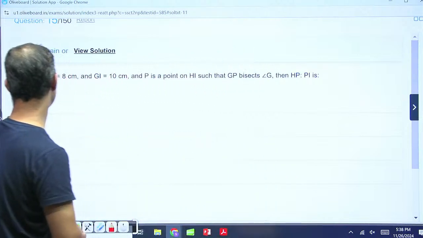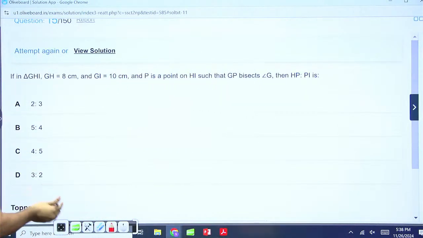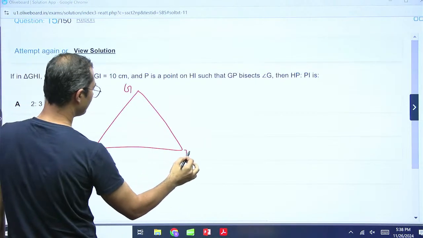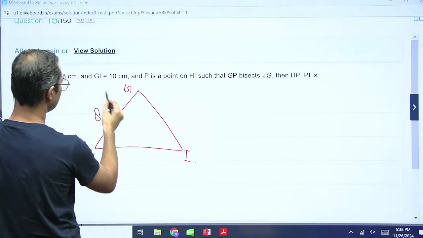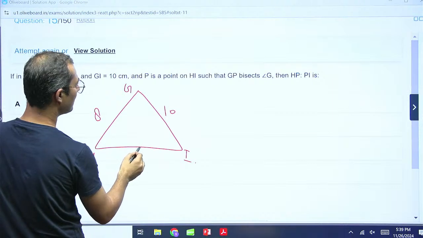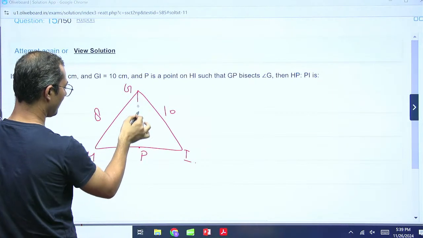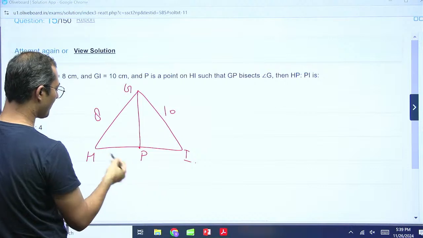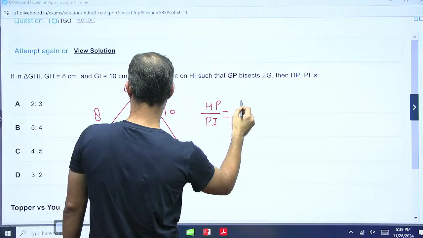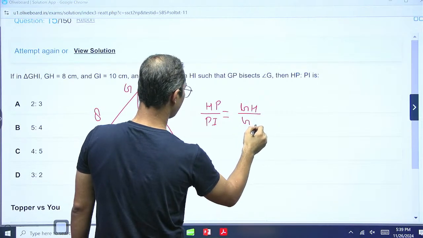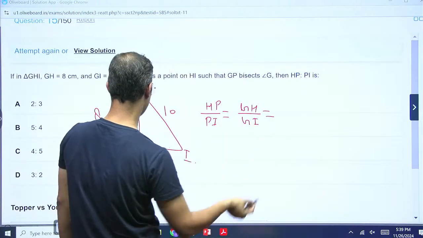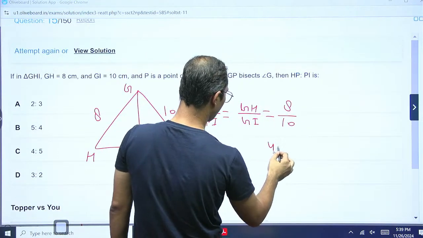Tell me what is the answer of this question. See, triangle GHI, GH is 8, GI is 10, and P is a point on HI such that GP is angle bisector. If GP is an angle bisector, so by angle property we can say that HP upon PI is going to be equal to GH divided by GI. So this is the result of angle bisector theorem. So directly we can say that the ratio of this is going to be 8 by 10, 4:5, right?